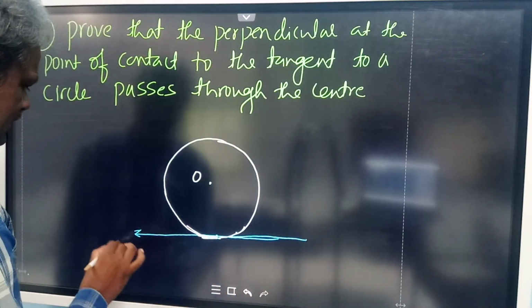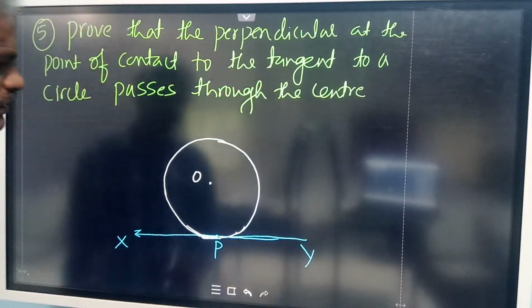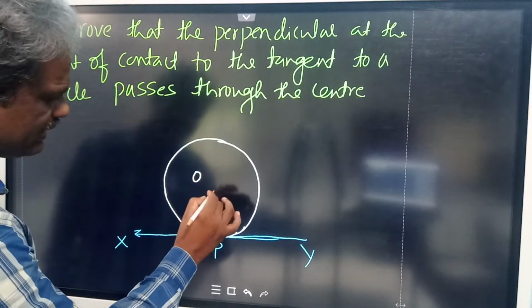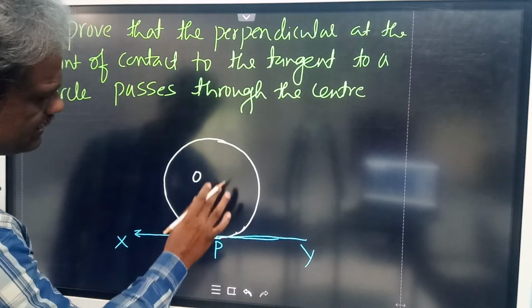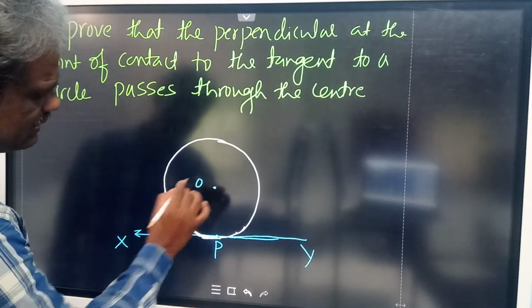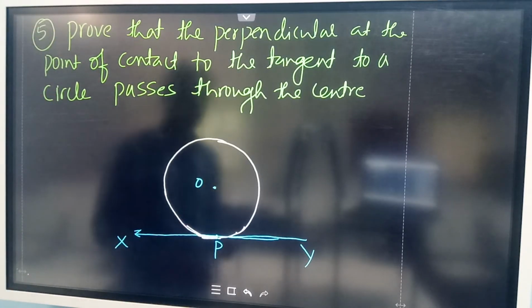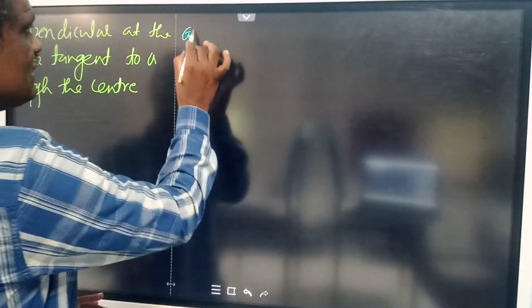So you can call this XY is a tangent at the point P. O is the center of the circle. You can draw this as the center of the circle. So now, with reference to this data and diagram, you can write what is given.